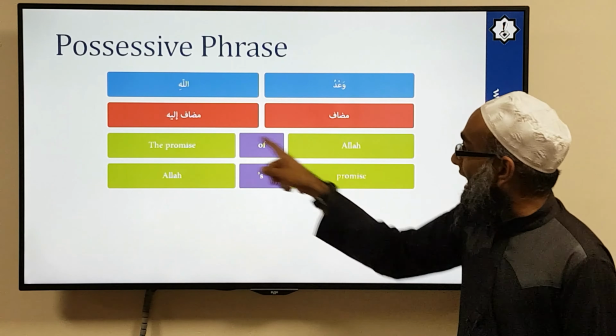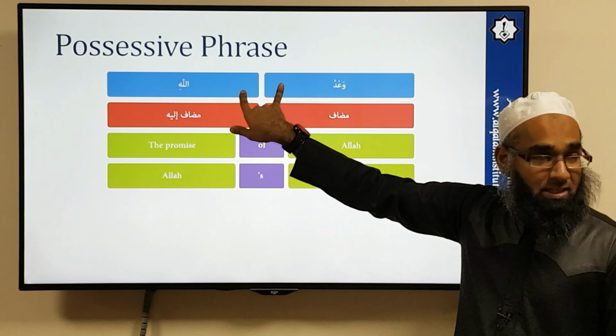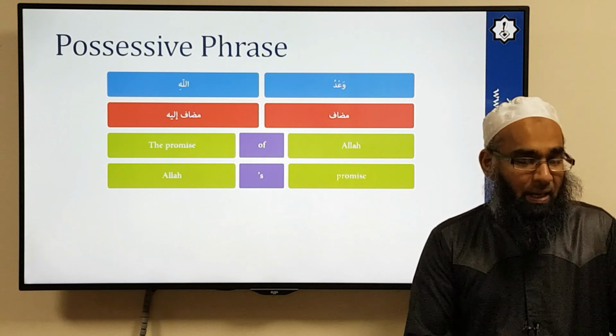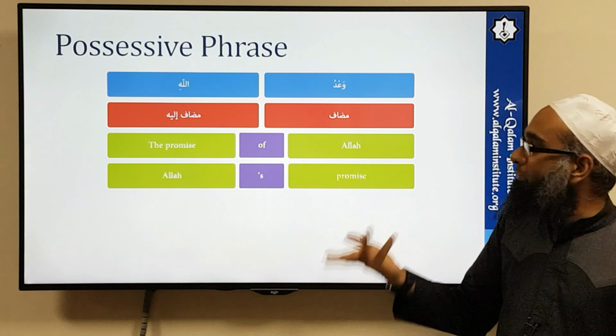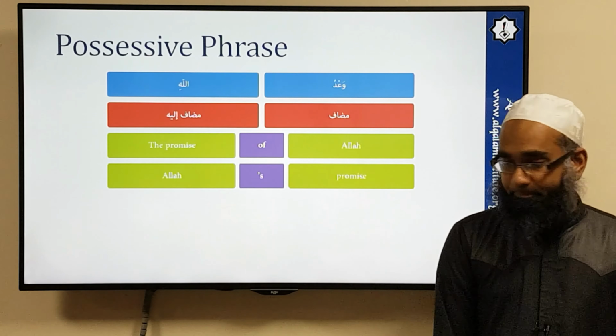But this is equal to either of these. It doesn't matter which one you use, it ends up being this. So it's up to you then. The Arabic will never determine which one you use. But sometimes you get in a position where the other one might not sound correct, or might be difficult to pronounce. But the Arabic is, you have this meaning, it can be expressed in either of these two ways.